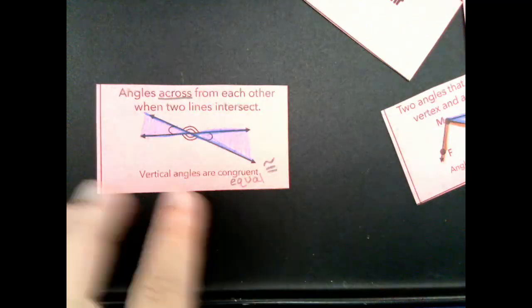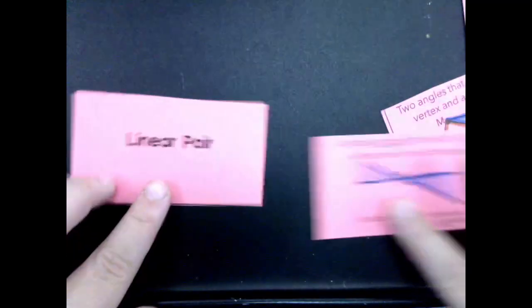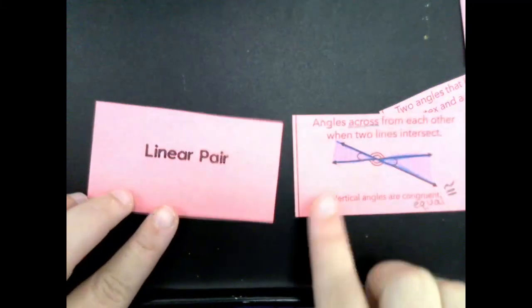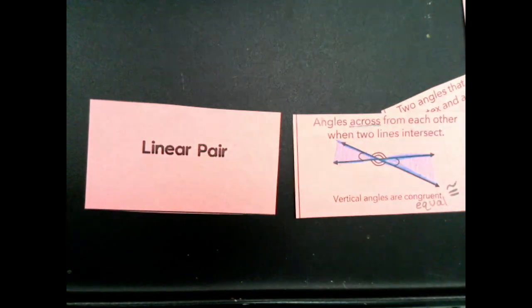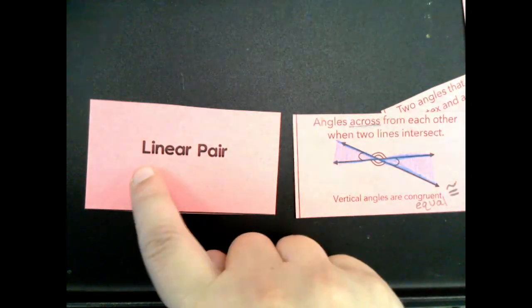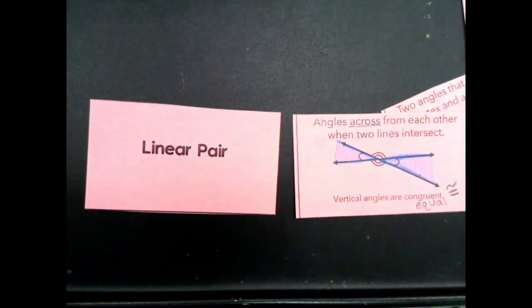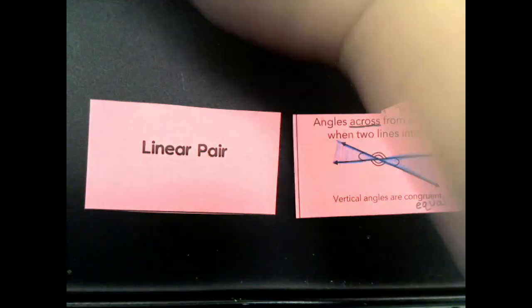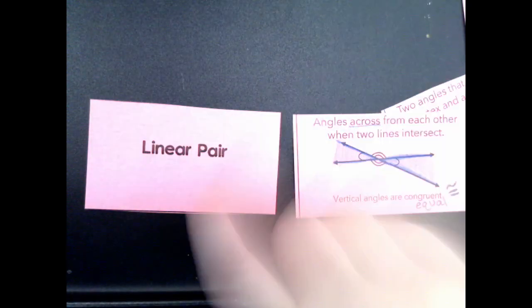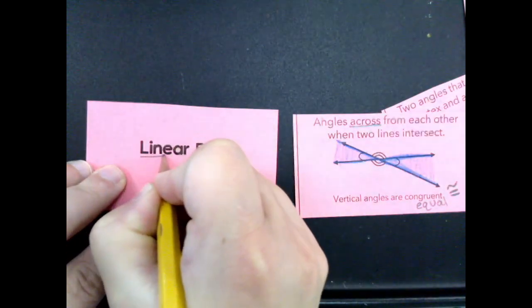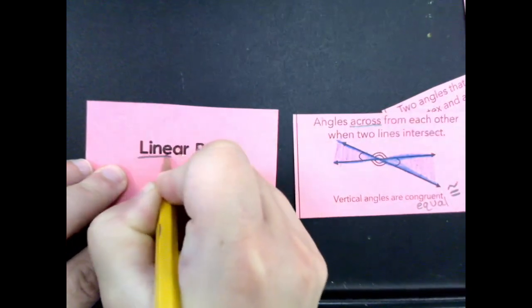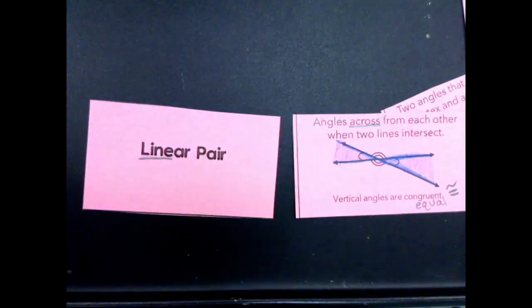How are we feeling? Good? All right, we're going to go to linear pair. So find that linear pair. All right, in a linear pair, when we look at that word linear, what does that word linear tell us? Line, good. So if you want to underline that word line in the front there, line. That's what we're really thinking of here, that we have a line that we're dealing with.